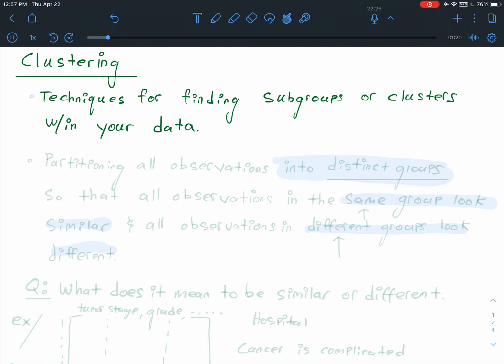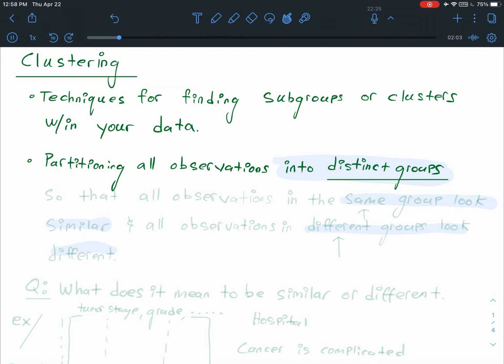So clustering in general, when we find these subgroups, we want them to have some nice properties. In general, all of our clustering techniques aim at partitioning all of our observations into distinct groups. And this is quite important. It might seem kind of trivial that I'm mentioning this, but this distinct part is important. This basically means all the groups themselves are different. They're non-overlapping in some sense.